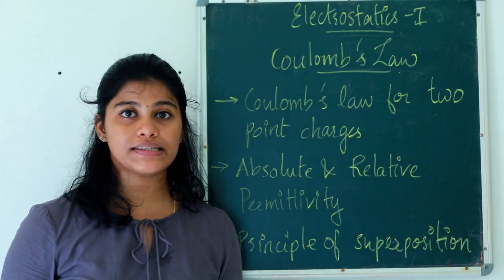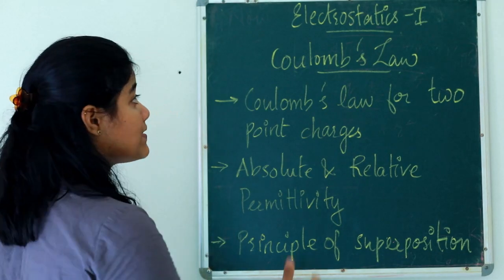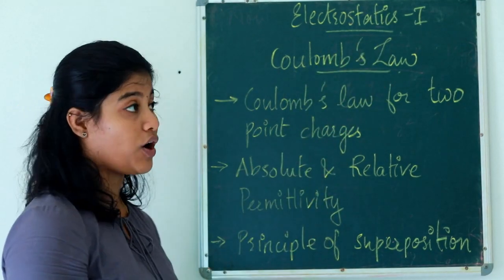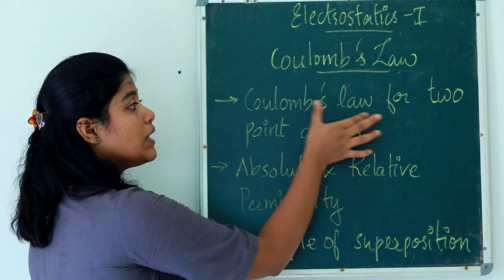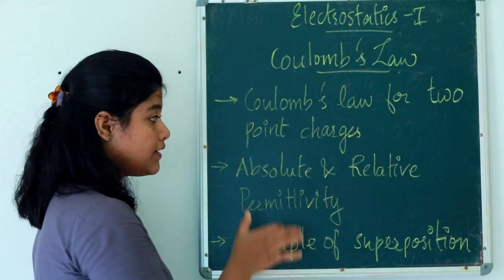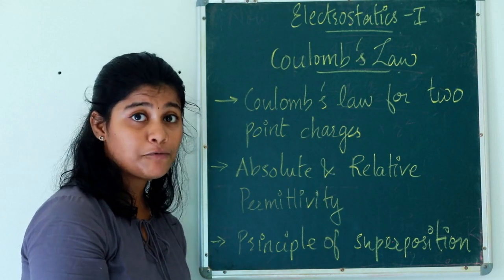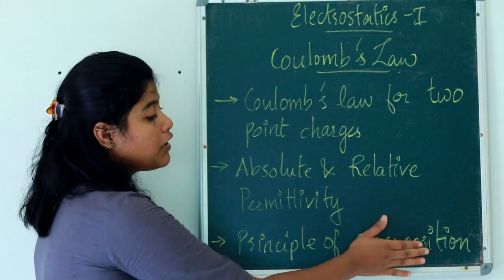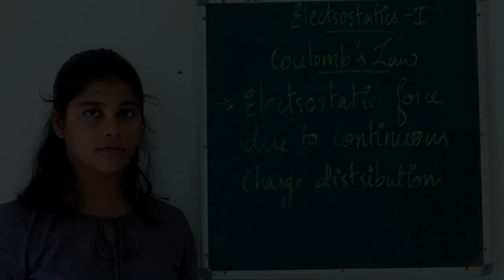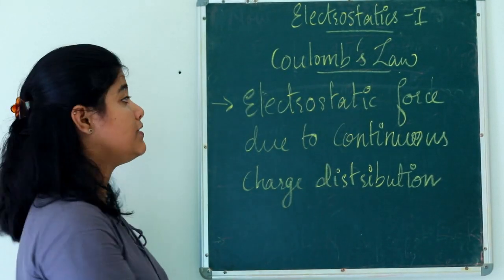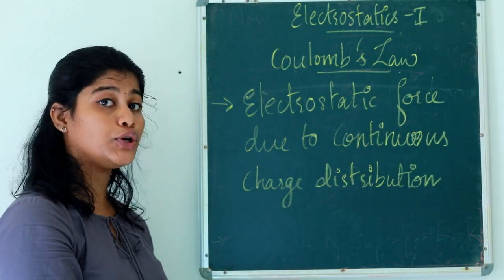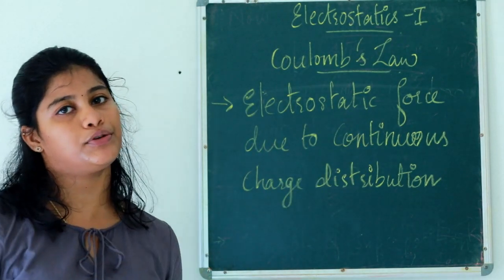So the topics that come under Coulomb's law, the second topic of electrostatics 1, are Coulomb's law for two-point charges, absolute and relative permittivity, principle of superposition, and the last topic that comes under Coulomb's law is electrostatic force due to continuous charge distribution.